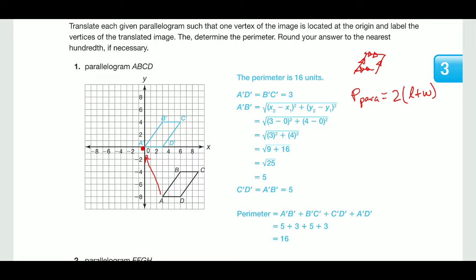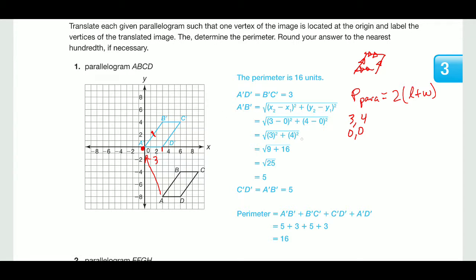So after we translate it, we can look at A prime D prime, and we see that this length is 3. Now we just need this length right here. And so when we plug this into distance formula, we're going to be plugging it in using the points 3, 4, and 0, 0. So that's why we have x2 minus x1 squared plus y2 minus y1 squared.